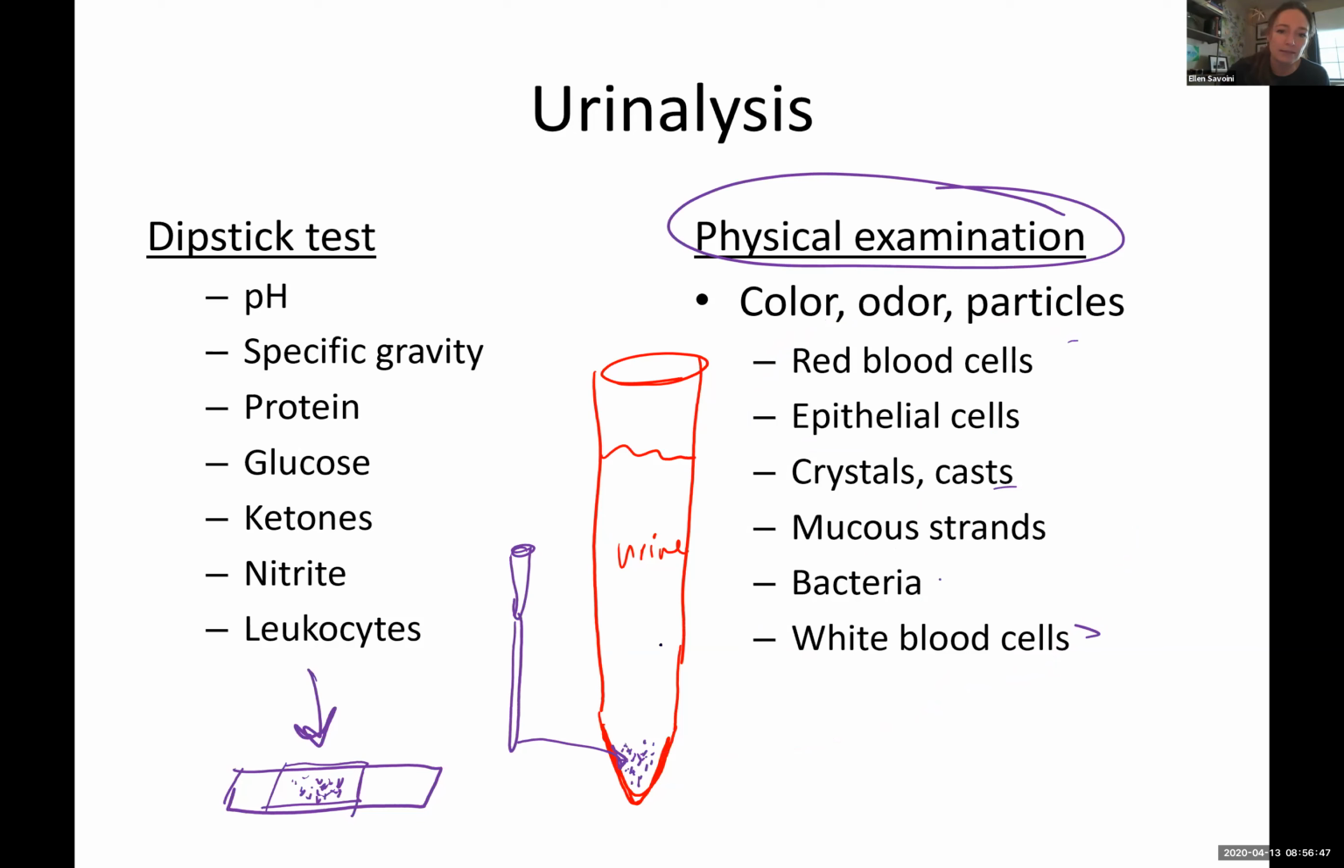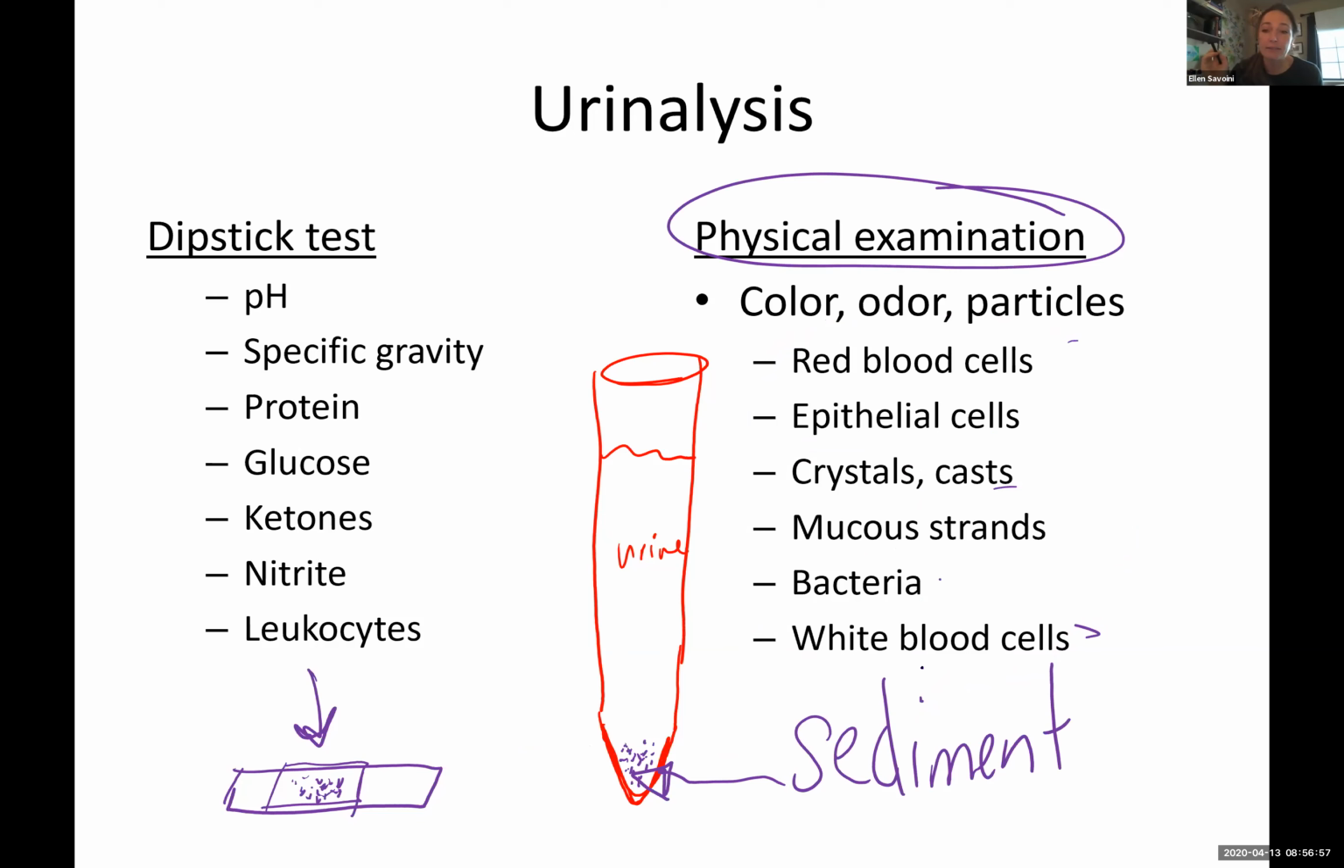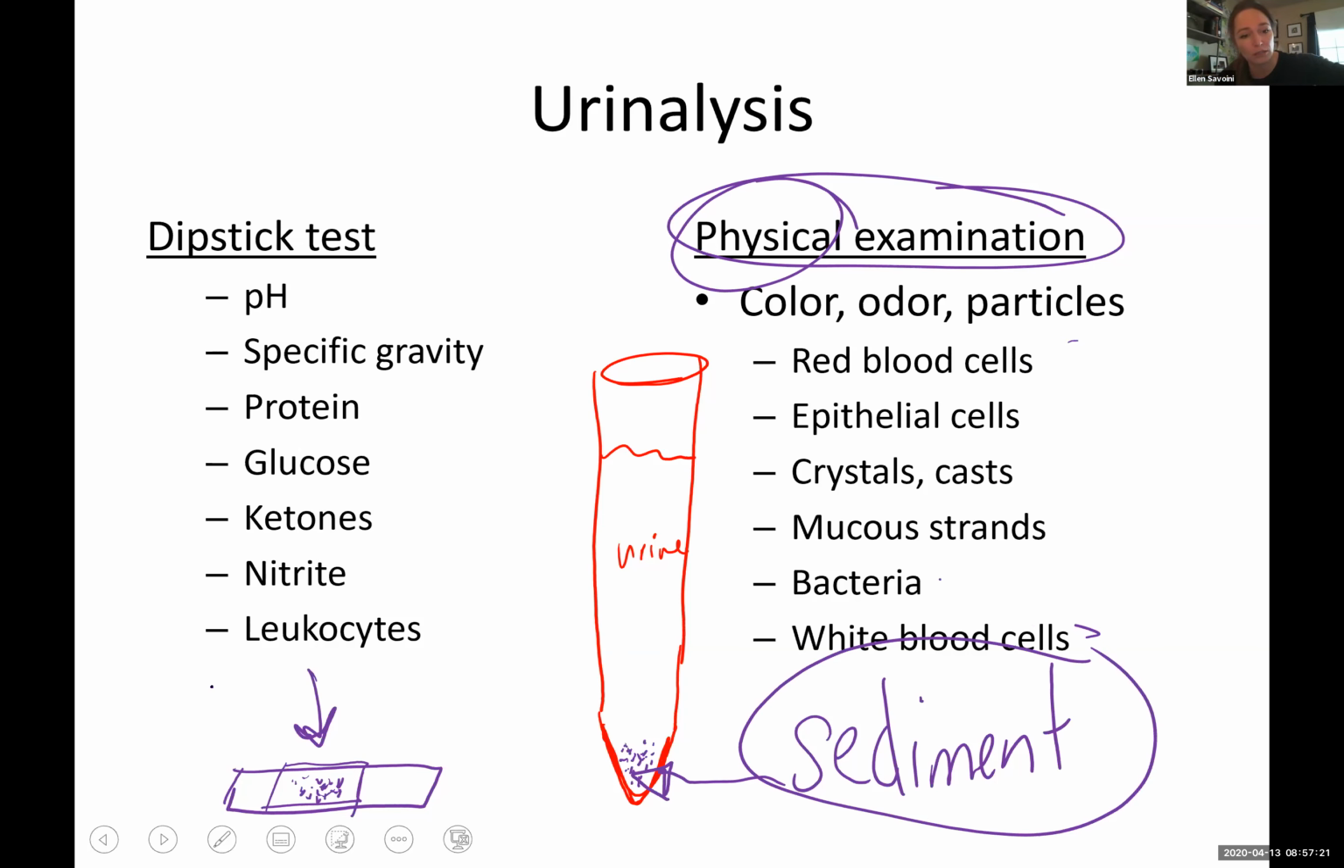What this stuff is in here, I'll erase our pipette, is known as sediment. And that will probably be a test question, because I will ask: what is sediment? What is the physical stuff that's in our urine? Red blood cells, epithelial cells, crystals, casts, mucus, whatever, tons of cells and stuff. That's just the stuff we can see. That's sediment.